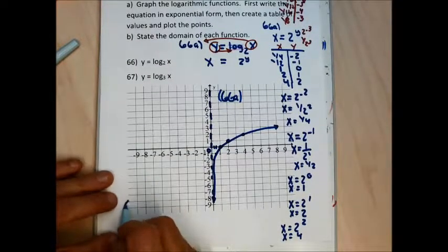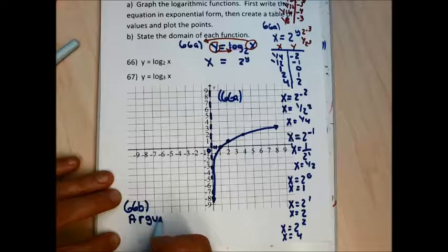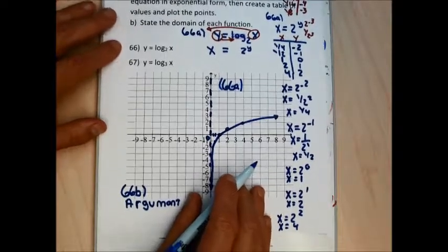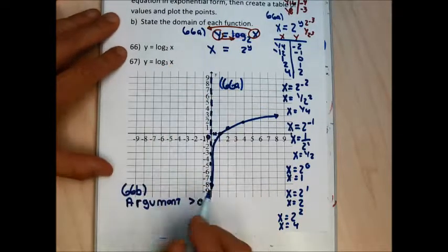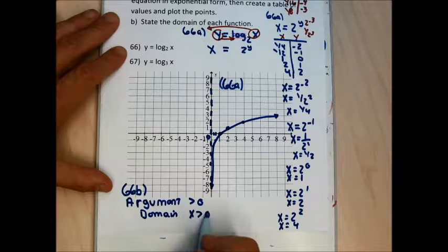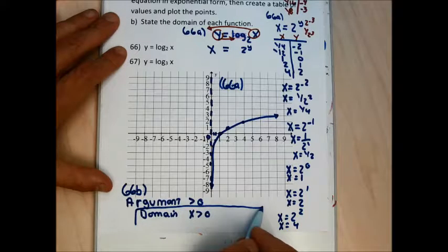Algebraically, to find the domain of a logarithmic function if you don't have a graph, you just set the argument of the logarithm greater than 0. To find the domain in problem 66, the argument is x. I'm simply going to take that x and set it greater than 0. That's actually what the domain is. That's the domain written as an inequality.